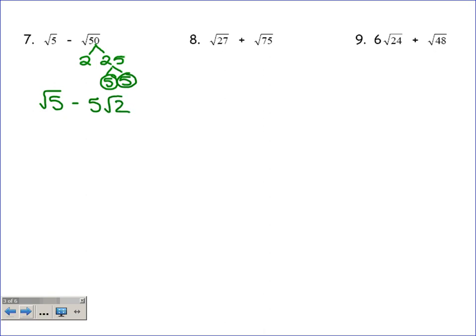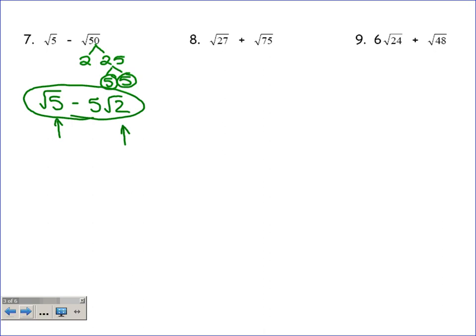Now, can I add these together? No. This radicand is 5, this radicand is 2. You cannot add them together. So this is your final answer. That is fully simplified. That's as far as you can go. So to answer his question, you can't always add them together, but you need to know when you can and when you can't.